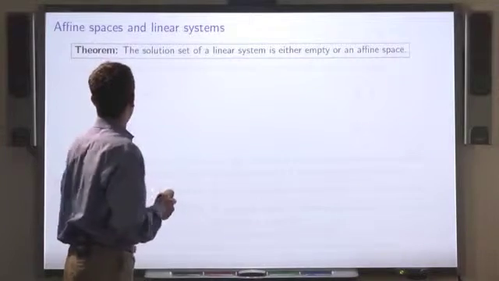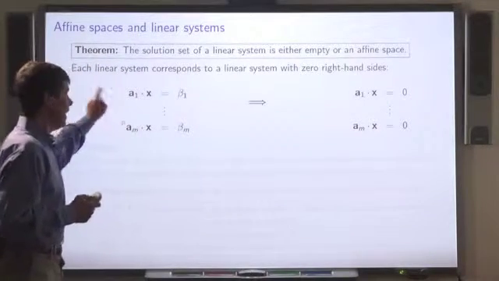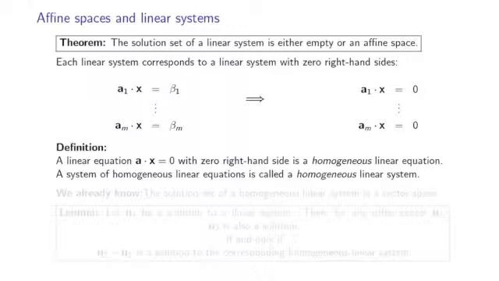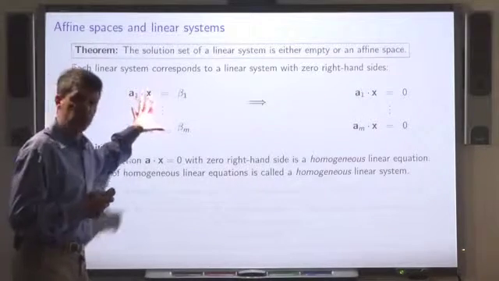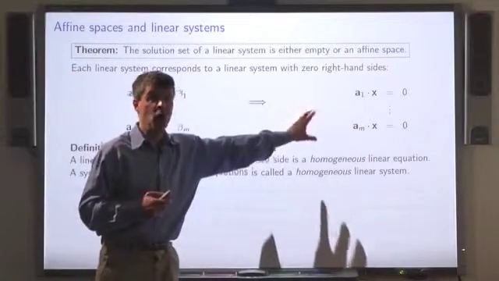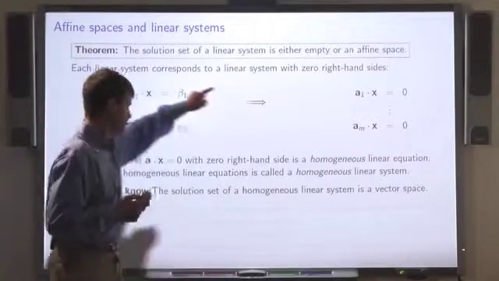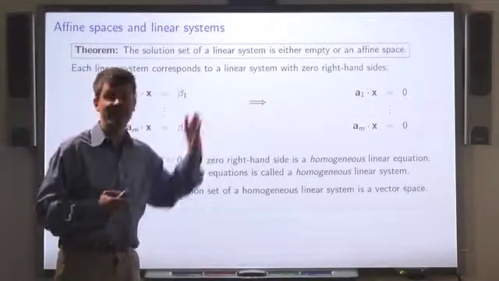We start with a concept. Each linear system corresponds to another linear system in which the right-hand sides, beta 1 through beta m, have all been replaced by zeros. And a linear equation, a dot x equals 0, with a 0 right-hand side, is called a homogeneous linear equation. And a system of homogeneous linear equations is called a homogeneous linear system. So what we've seen is from any linear system, we can derive the corresponding homogeneous linear system. Now, we already know that the solution set of a homogeneous linear system is a vector space.